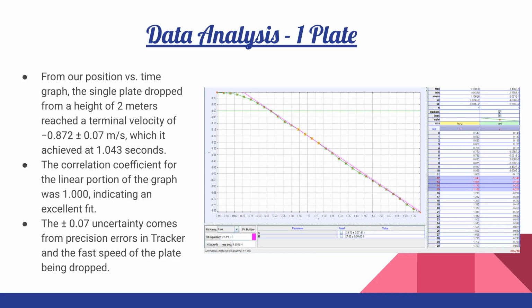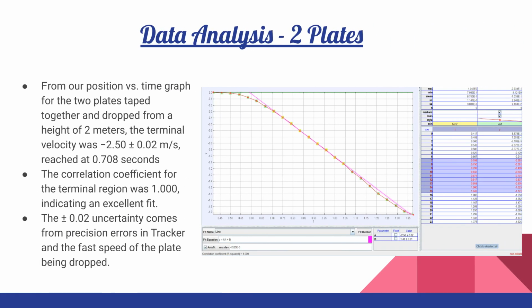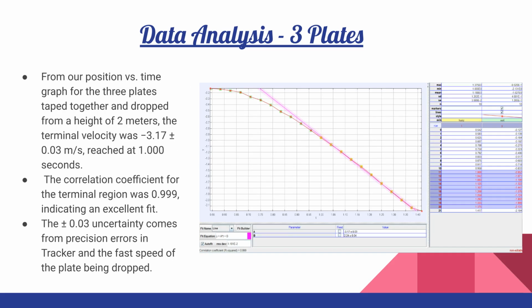From our position versus time graph, the single plate drop from a height of 2 meters reached a terminal velocity of negative 0.872 plus or minus 0.07 meters per second, which it achieved at 1.043 seconds. The correlation coefficient for the linear portion of the graph was 1, indicating an excellent fit. The plus or minus 0.07 uncertainty comes from precision errors in Tracker and the fast speed of the plate being dropped. Here's our graph from Tracker and the data analysis for 2 plates. Here's our graph from Tracker and the data analysis for 3 plates.